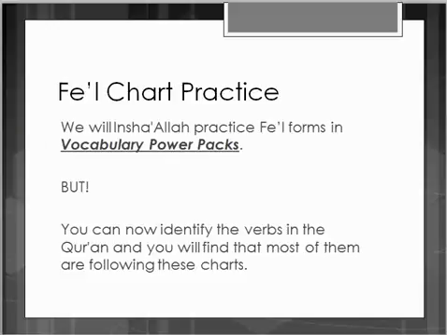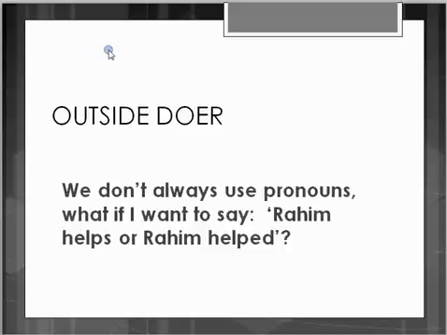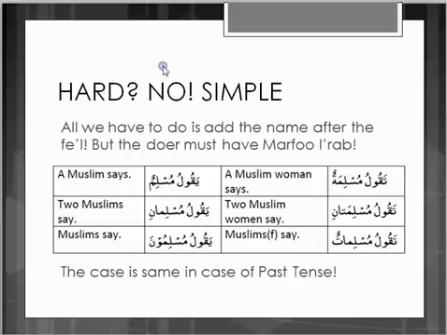Okay, so there was one thing left. What if somebody wants to say Rohim helps or Rohim helped? Because so far we were talking about pronouns. Easy, it's nothing. If you want to say a Muslim says, you just have to say Yaqulu Muslimun. You have to add the word Muslim, the speaker, at the end, and he must be Rafa. All we have to do is add the name of the speaker after the Fe'l, but the doer must have marfu i'rab. So simply Yaqulu Muslimun.